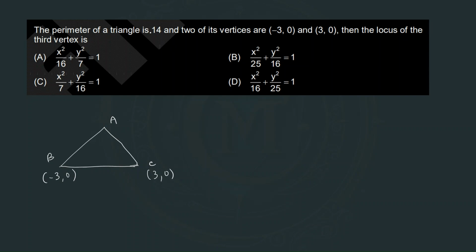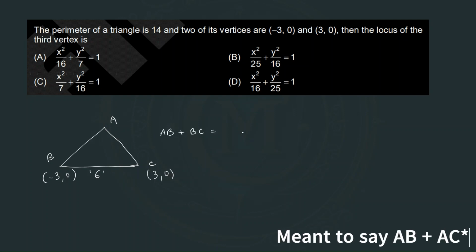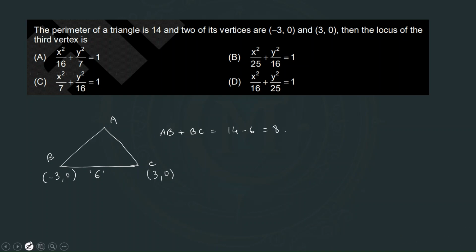So the perimeter of the triangle is 14. That means the distance between B and C is 6 units. So AB plus AC should be 14 minus 6, that is 8. Now we are asked to find the locus of the third vertex. So in this case, the third vertex is the point A. So we have to find the locus of the point A. Now how can we find it?